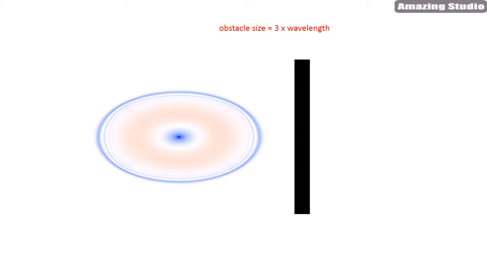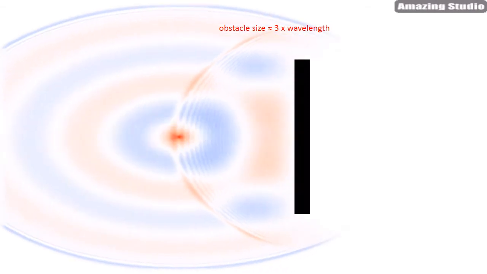In the third case, the object is much larger, approximately 3 times the wavelength. So now there is hardly any diffraction, and interference between incident and reflected waves has increased dramatically, and there is linear propagation of the wave. Here a large shadow region can be seen on the right side of the object.